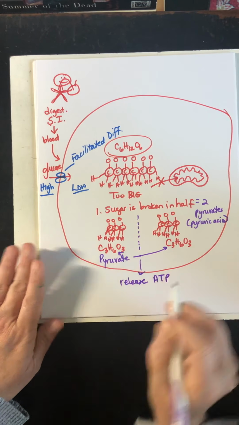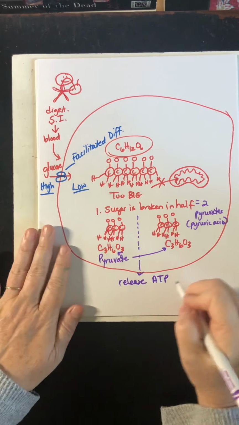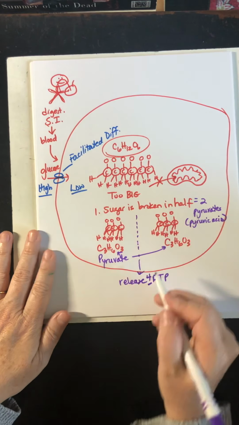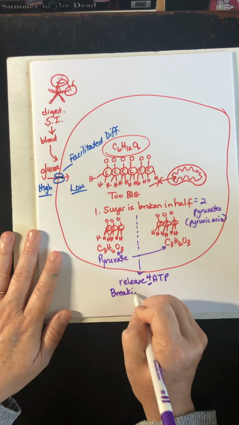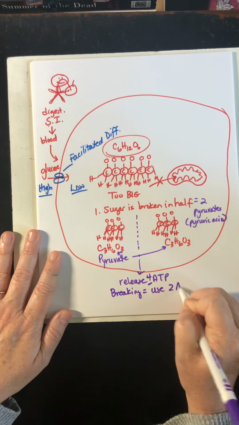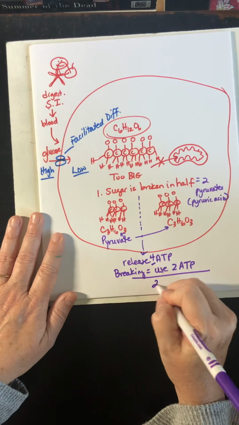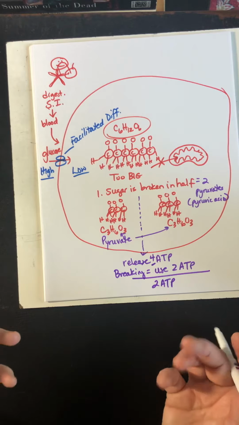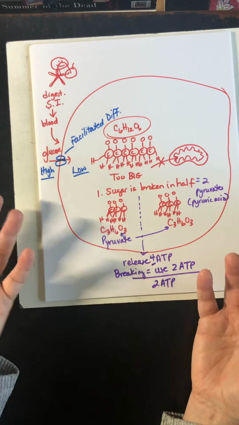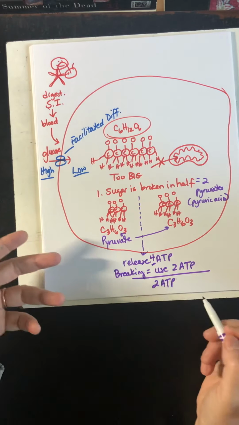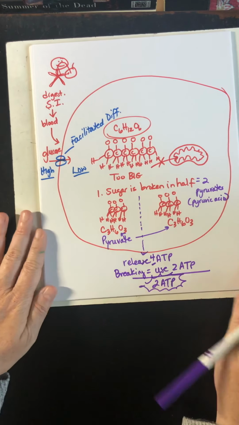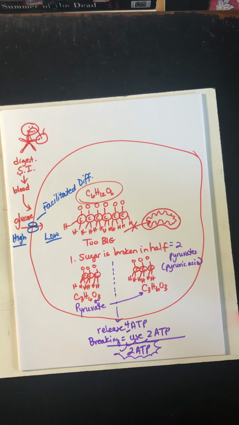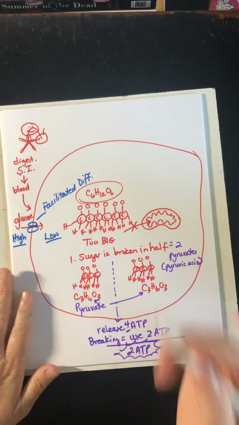When you snap it in half, it releases ATP. Okay, so that breaking of that bond releases energy, and it actually releases 4. Okay, but the breaking uses 2 ATP. Okay, so when it's all said and done, you end up with 2 ATP out of the deal. So you snap it in half, you get 2 pyruvates, which are now small enough to move into the mitochondria. You get a little bit of ATP, so you get 2 out of the deal, and you get this new molecule, okay? And we're going to talk about it in a minute, and I'm going to draw it in green so that you can follow it throughout what's going on, all right?